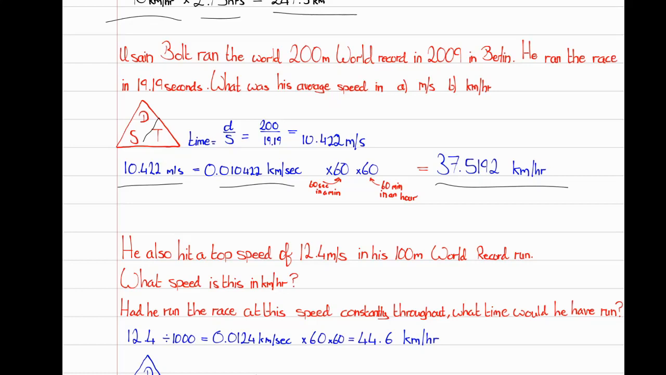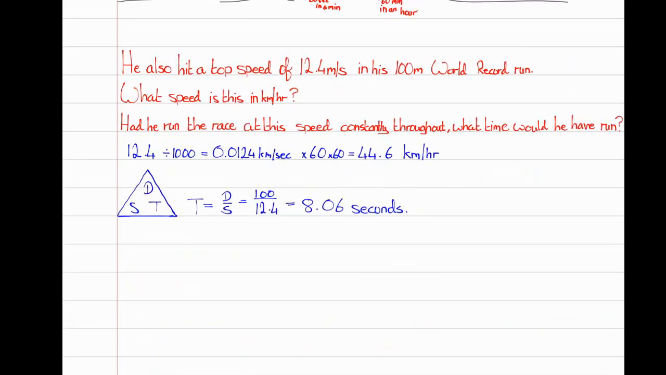Suppose he'd started the 100 meters at exactly this speed. What time would he have run if he had maintained this speed for the entirety of the run? To do that, we take the time out of the equation, we divide the distance by the speed, 100 divided by 12.4, and that would have given us 8.06 seconds.